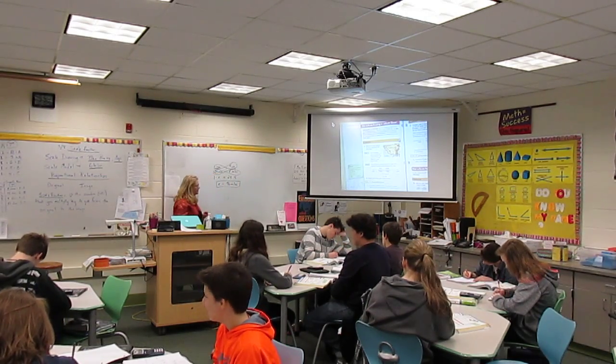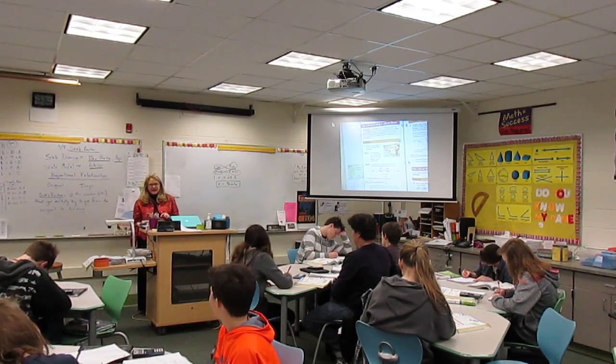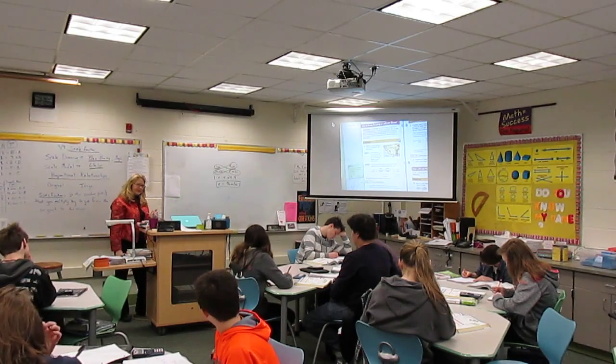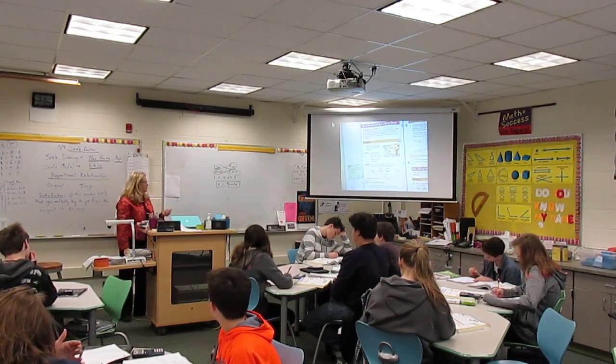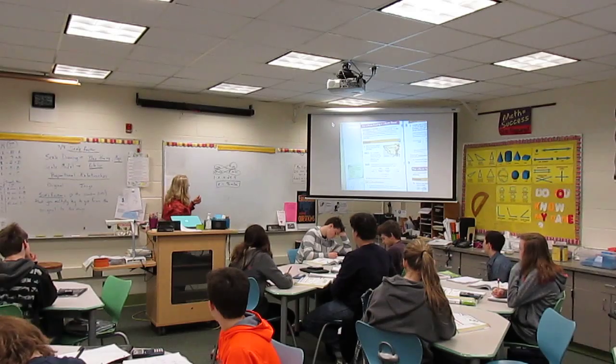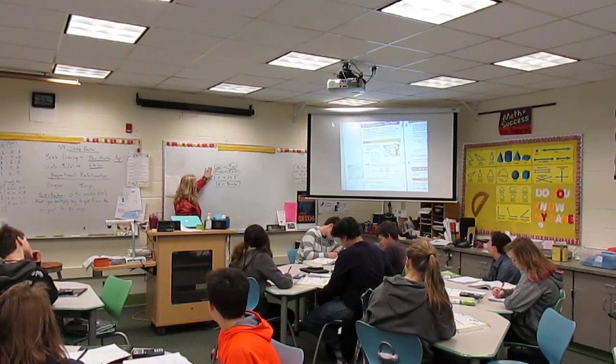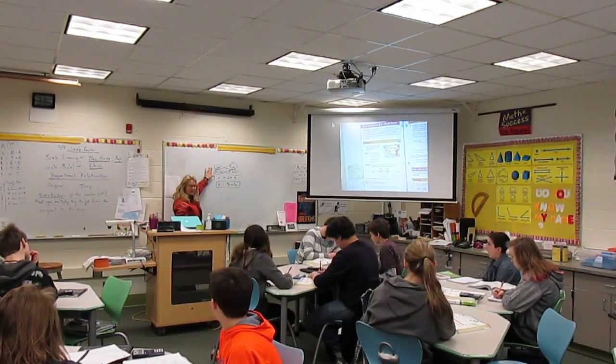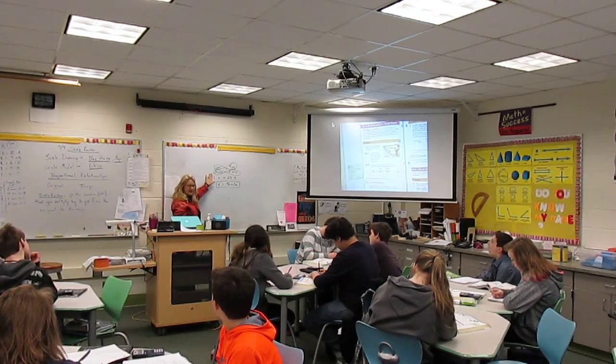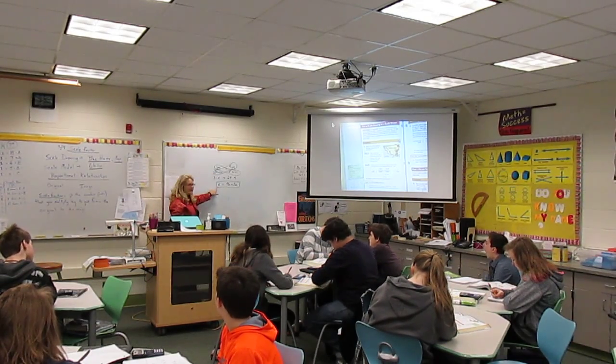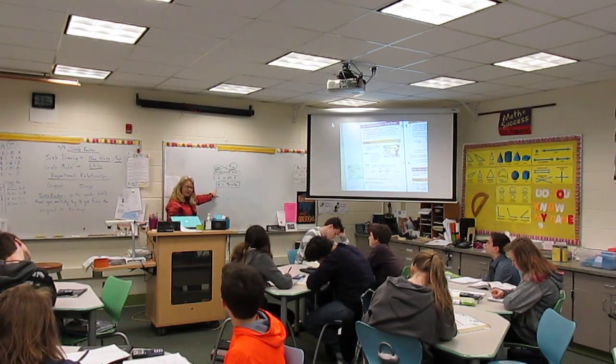Now let's think about this, because we also have to have a sentence describing the relationship. Remember, original and image. So what we started with was a key. For every 1 centimeter on the map is 24 miles in real life. So what we found was 96 miles. Here's what our sentence would look like.